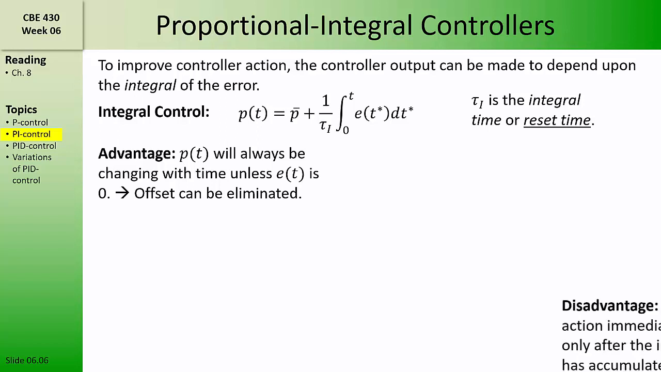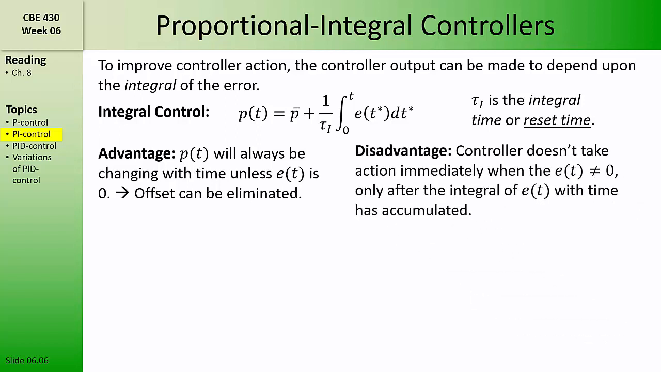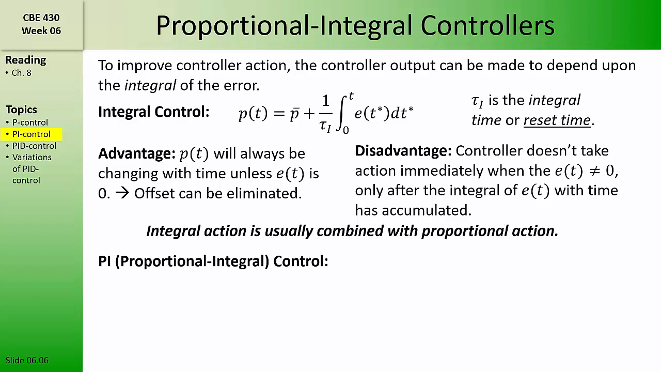A disadvantage of integral control is that the controller doesn't take action immediately when the error is non-zero. The controller only takes action after the integral of the error with respect to time has accumulated. Therefore, integral action is usually combined with proportional action, where the proportional element can respond immediately to changes in the error signal, and the integral action is a slower response that can be used to eliminate the steady state offset.